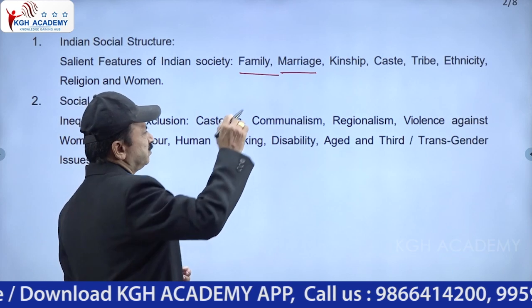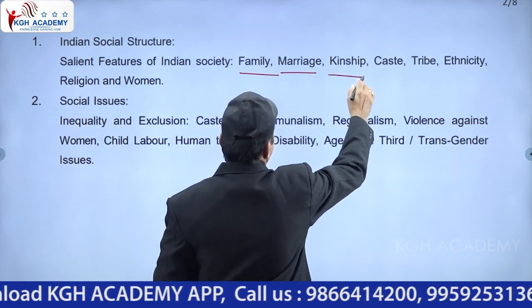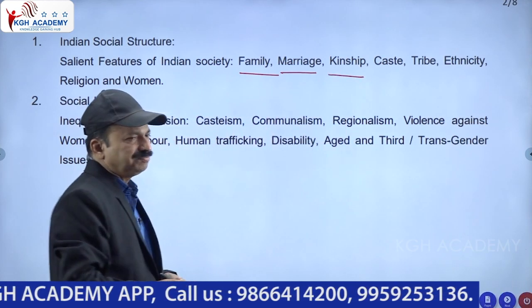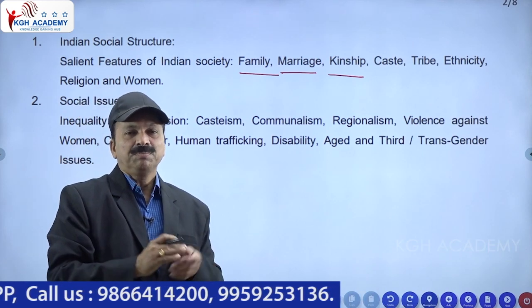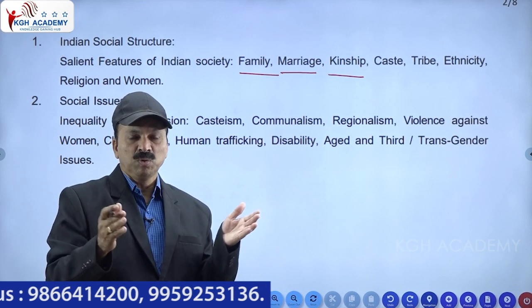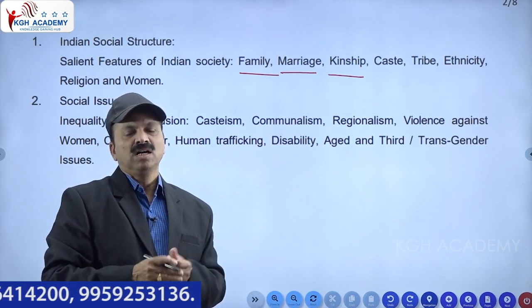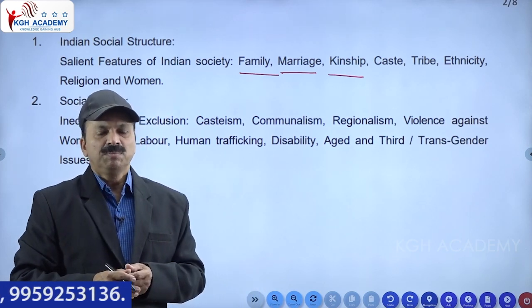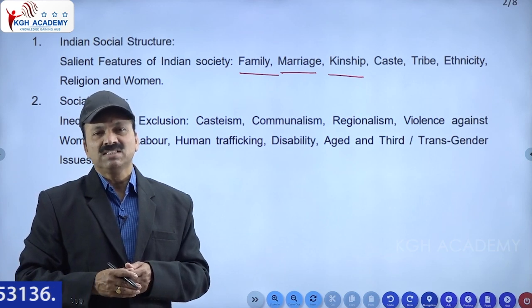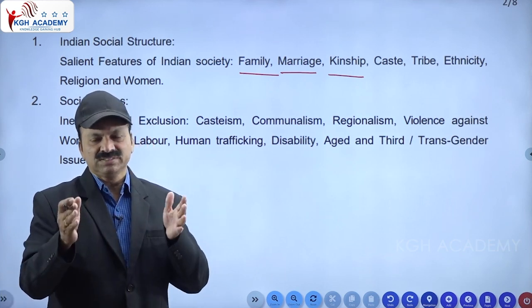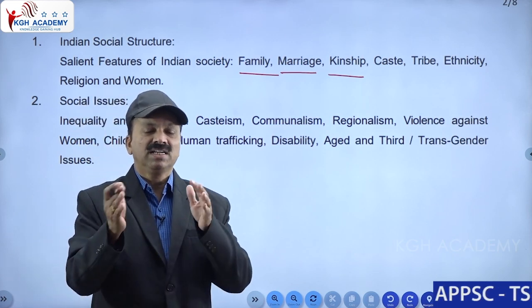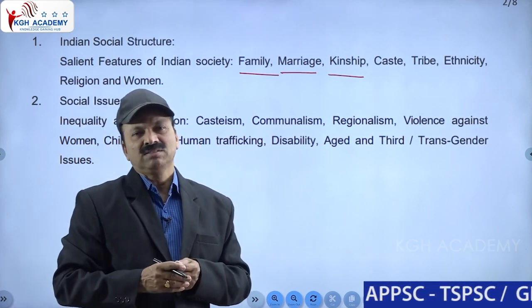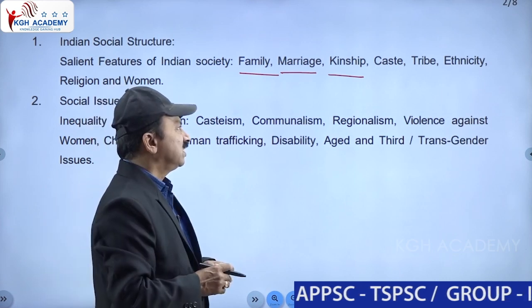Then kinship, how relationships or kinship continued. Here we call it Gotra. The people who belong to the same Gotra are considered one group. Among people of the same Gotra, marriages must not take place. They are all brothers and sisters, one family, belonging to one kinship.